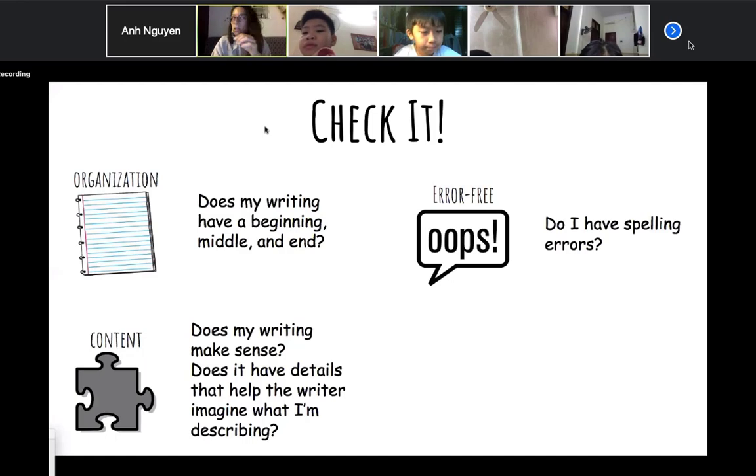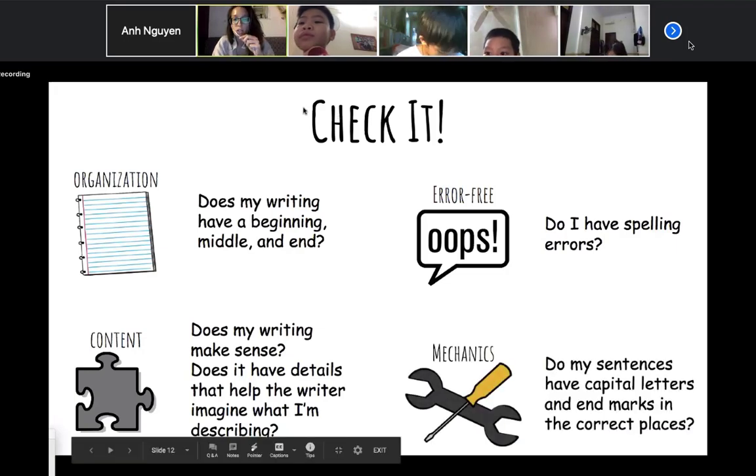And then error-free. Do I have spelling errors? Okay, so go back and look at every single word, make sure it is spelled correctly. A good way to do that is to read your dialogue or paragraph backwards. Then you are making sure that you're looking at each individual word instead of a sentence as a whole. It's a very good way to check yourself.